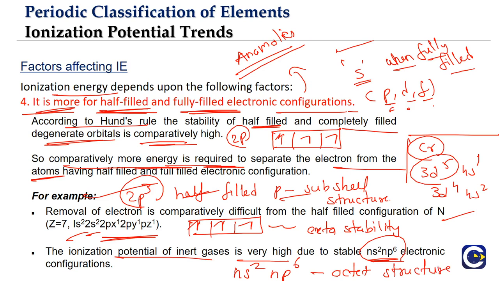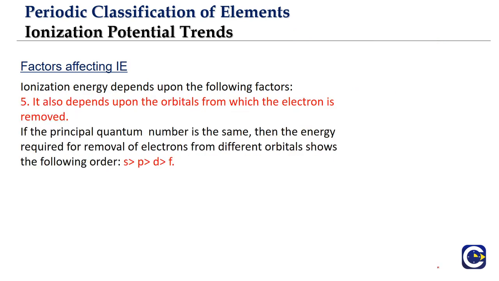We'll discuss more about this in the chemical bonding chapter. But this is a stable arrangement, right? If you want to remove an electron from this, you will be required to spend a lot of energy. So that is the reason why the ionization potential values of the inert gases are going to be very high. Now the other factor is from which orbitals we are removing the electrons.